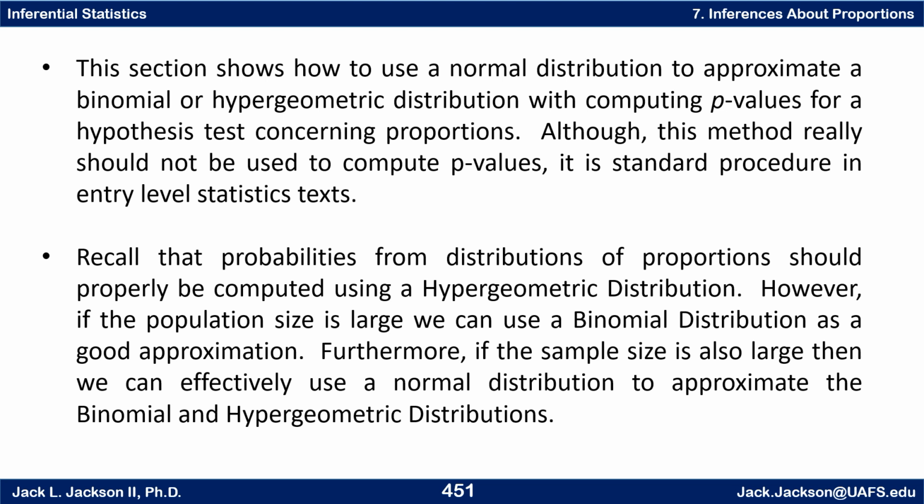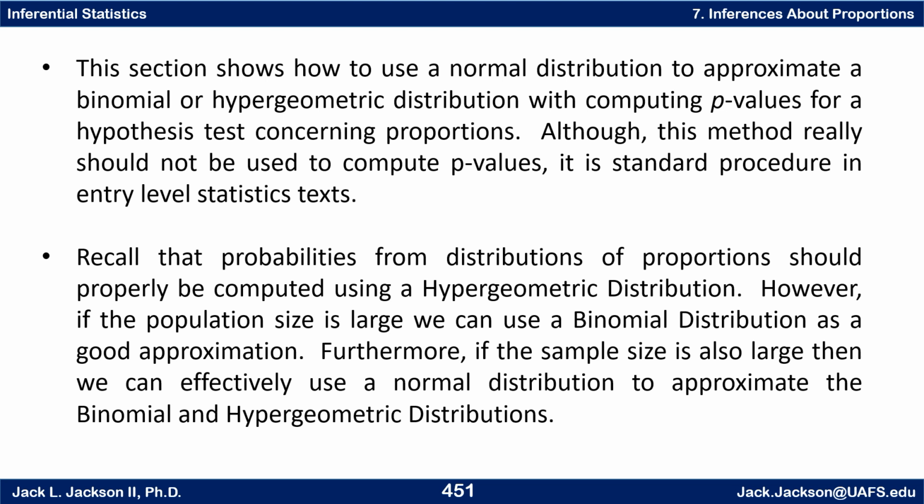So this section shows how to use a normal distribution to approximate a binomial or hypergeometric distribution when computing p-values for hypothesis tests concerning proportions. Although this method really should not be used to compute p-values, it is a standard procedure in entry-level statistics texts. Recall that the probabilities from distributions of proportions should properly be computed using a hypergeometric distribution.